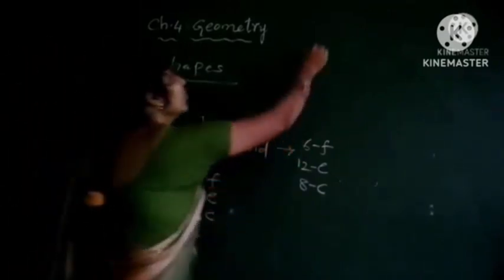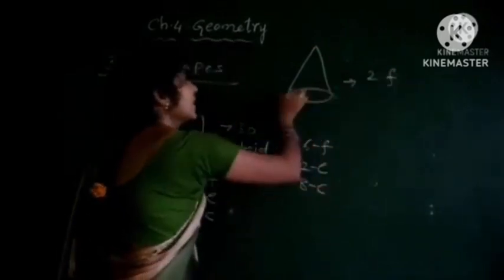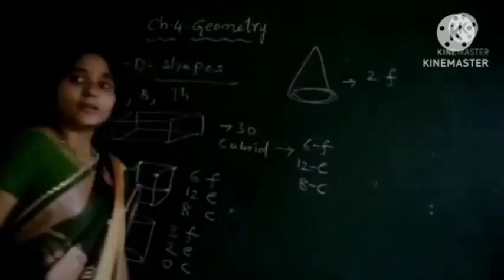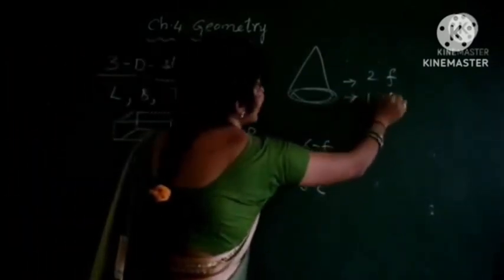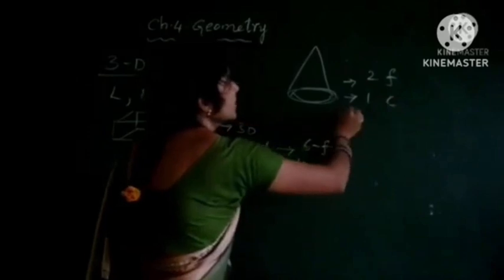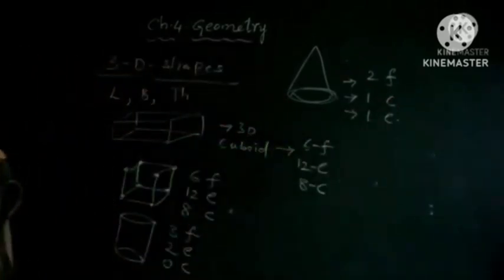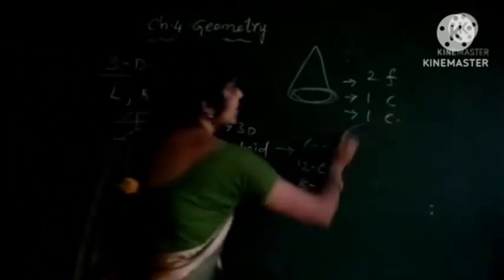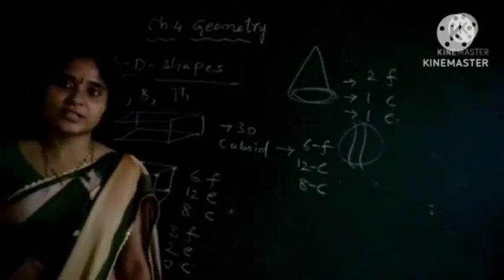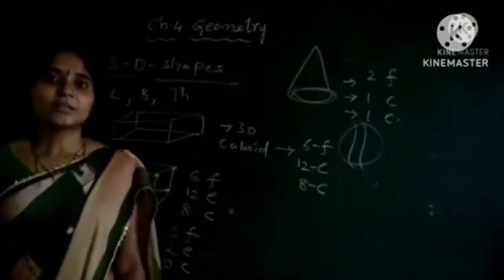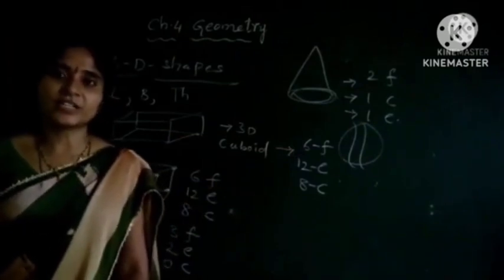Next, cone. Cone has 2 faces, 1 curved face, 1 circular face. It has 1 corner and 1 edge. Sphere. Sphere has no sides, no edges and no vertex. It only has 1 curved face. These are all about 3D shapes.